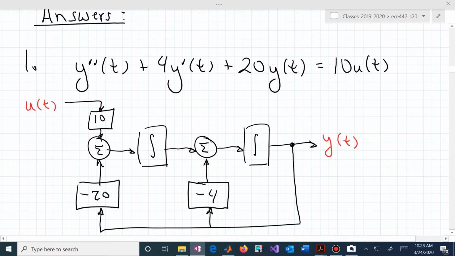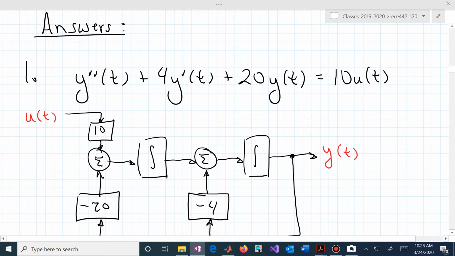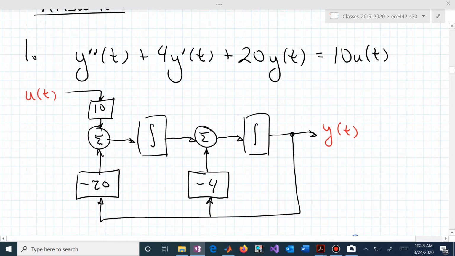Let's go through some answers, and here I've simply cooked up an artificial system. Here's a second order differential equation. You can translate that into a block diagram. Here it's an all-integrator block diagram, and the strategy for finding a state space representation is to label the outputs of these integrators as your state variables. Then the inputs of those integrators are actually the derivatives of those state variables.